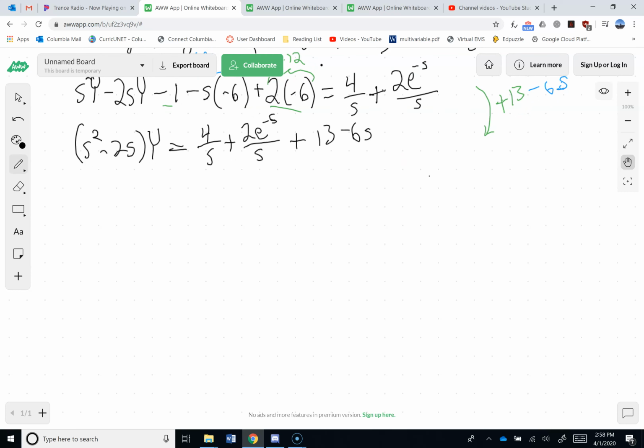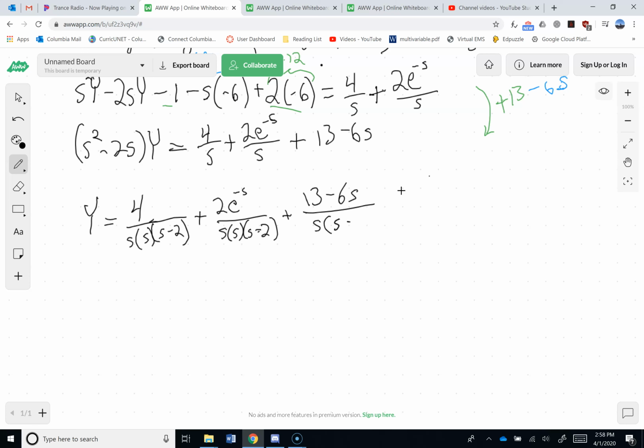Okay. What's my next step? To divide, or to pull out the capital Y. Oh, you already did. Divide it by s squared minus 2s. Okay. Y by itself. So I have capital Y is 4 over s times s minus 2, plus 2e to the minus s over s times s minus 2, plus 13 minus 6s over s times s minus 2.